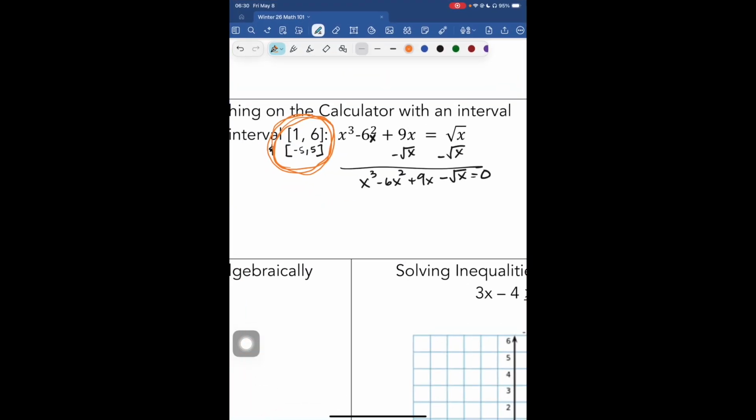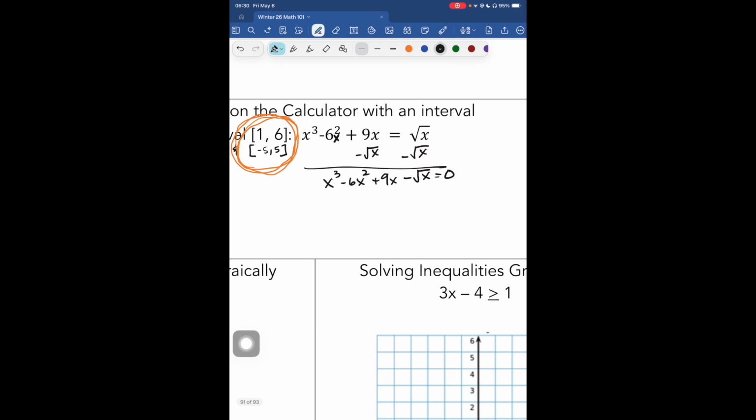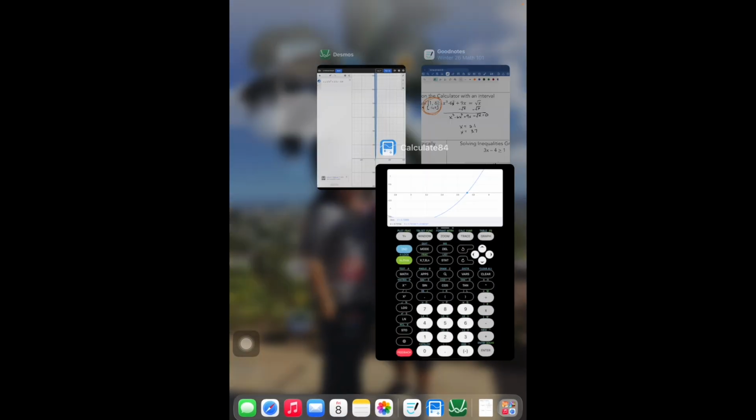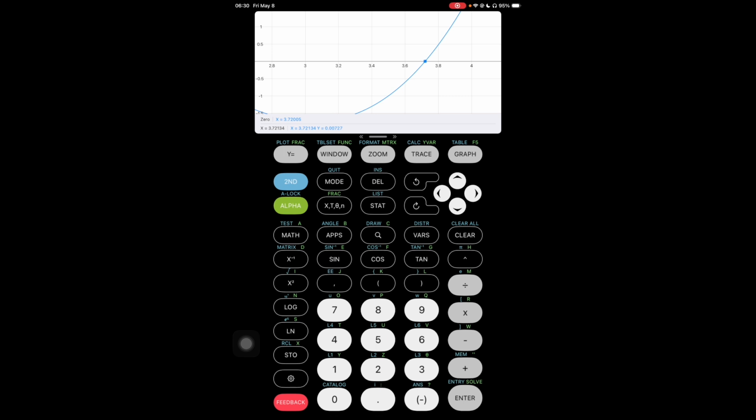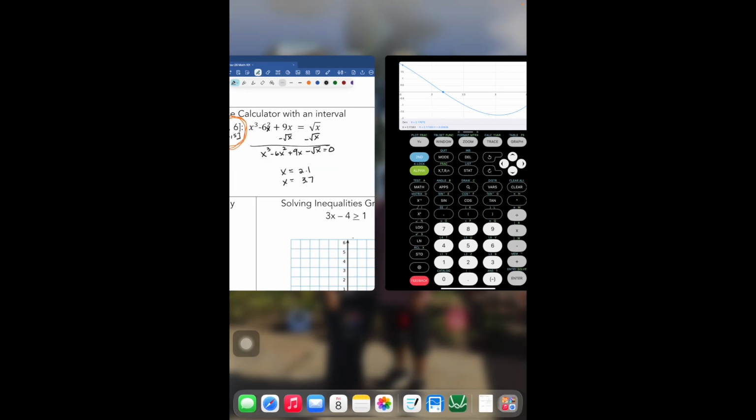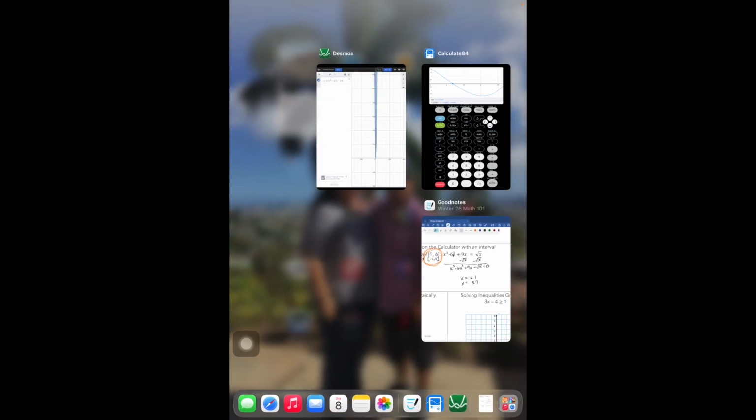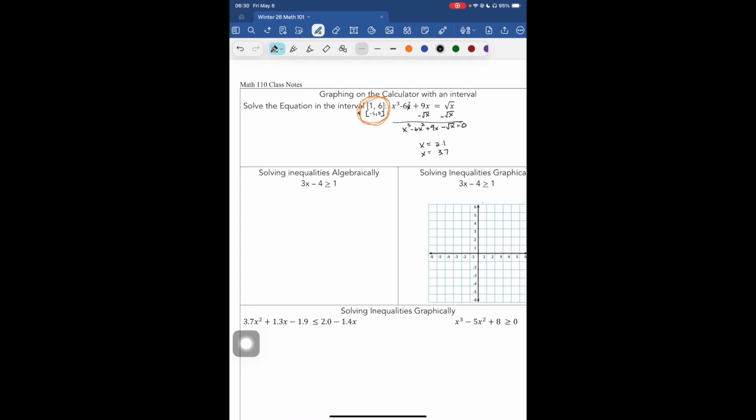This is equal to x equals 2.1, and x is equal to 3.7. Again, on the calculator, my answer is right here. It says 0, 3.7. And I'm going to click on this other 0, and it's 2.1. Your zeros are the same thing as your x-intercepts. Okay, and that's how you find your answer with an interval.